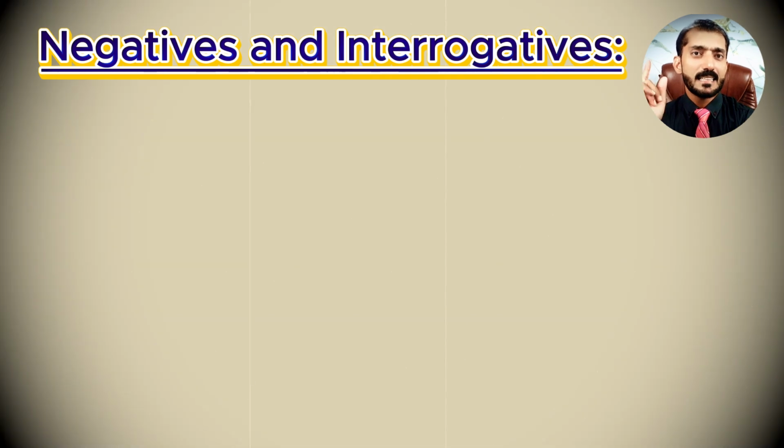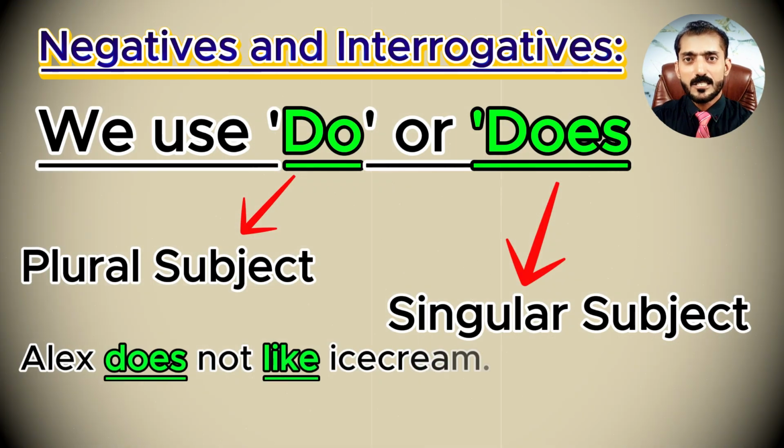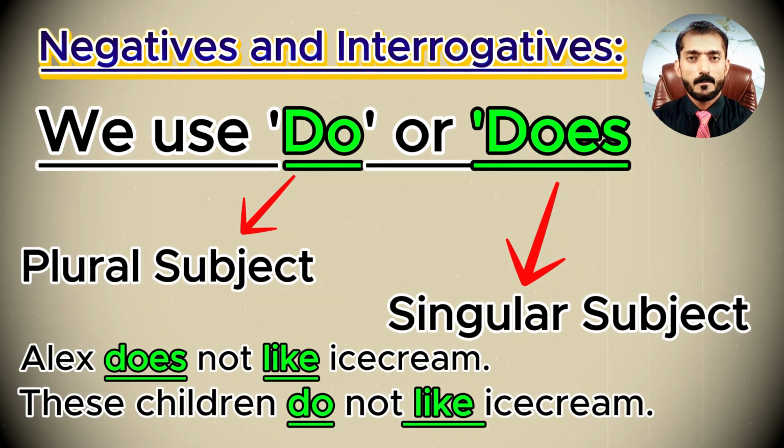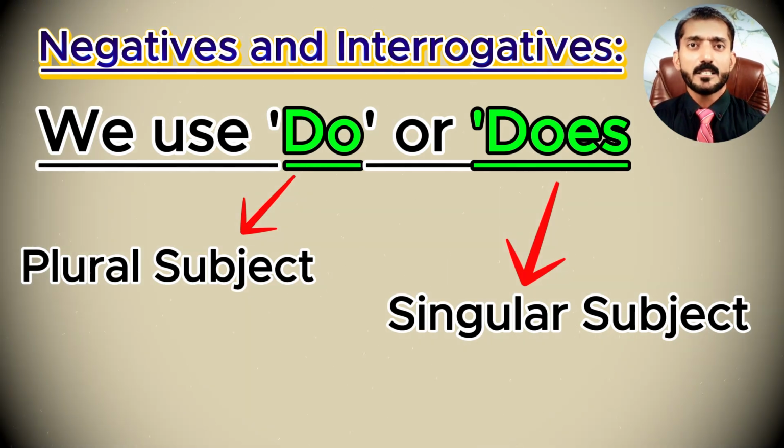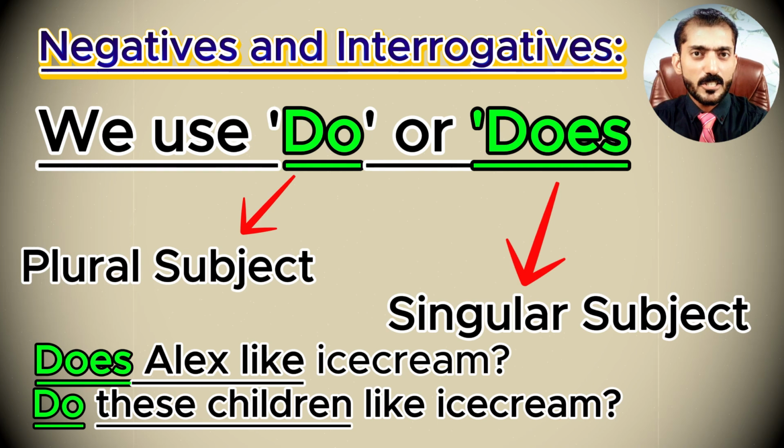And whenever we make negative or interrogative sentences, the S merges with do. So for a singular subject, we use does, like Alex does not like ice cream. And for a plural subject, no S with do. For example, these children do not like ice cream. For interrogatives, we just bring do or does to the start of the sentence before the subject. For example, does Alex like ice cream? And for plural, do these children like ice cream? And so on.